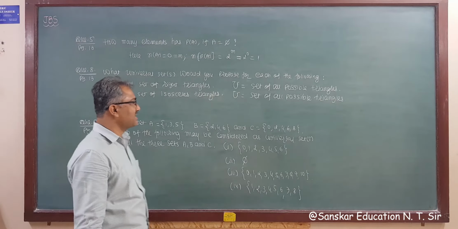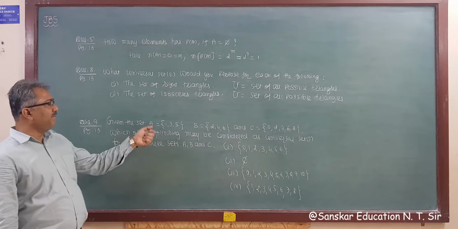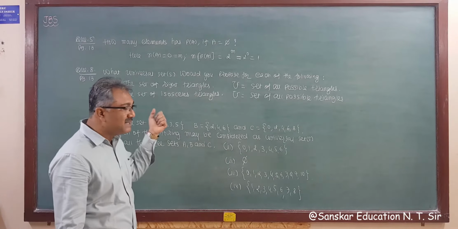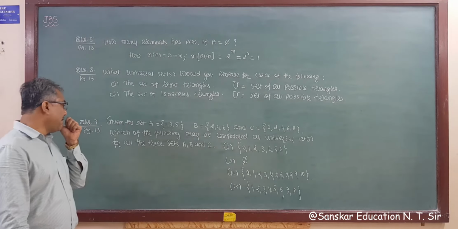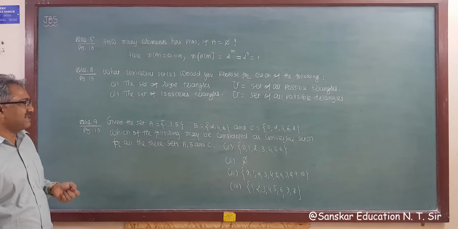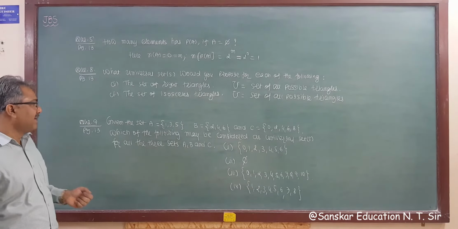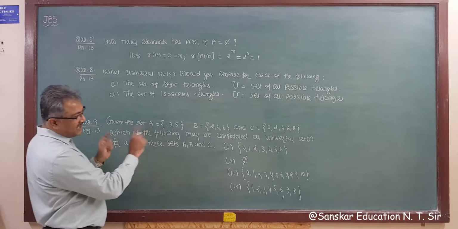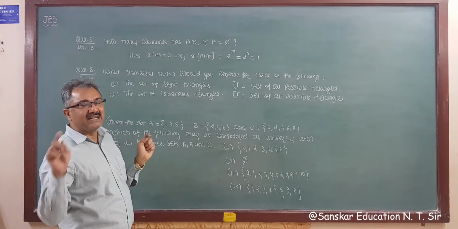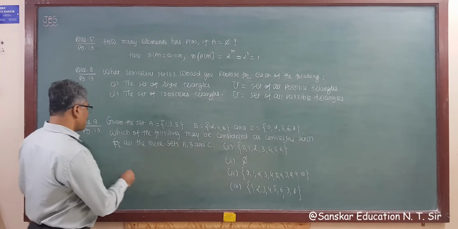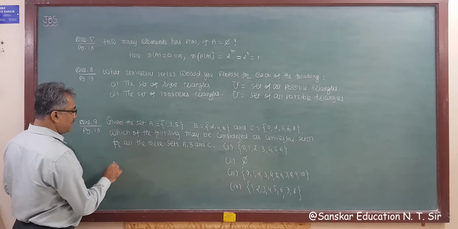Which will be considered as a universal set for all the three subsets A, B and C, right? So a universal set for this means all elements of A, B and C are included, then that set is said to be a universal set. So here, the solution.